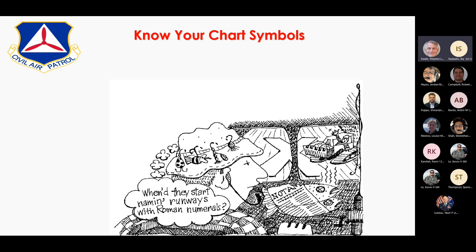The message in this is more than knowing your chart symbols. Underneath the X, there's a little indication that says NOTAMs, which is notices to airmen. This guy obviously didn't check his NOTAMs to know that the airport he wanted to fly to was not available. Using your electronic flight bag, all that stuff is available for you now, and before flight and even in flight, you can check information like that.